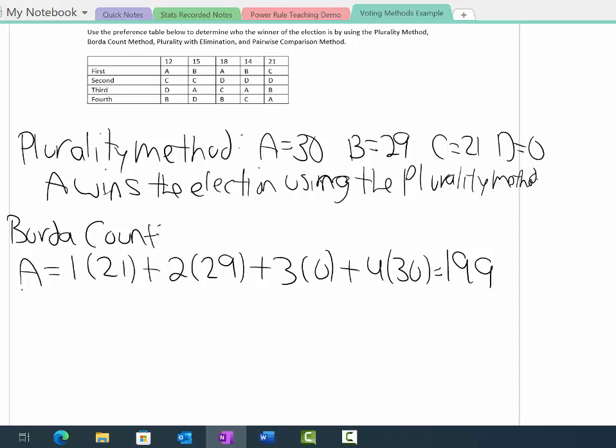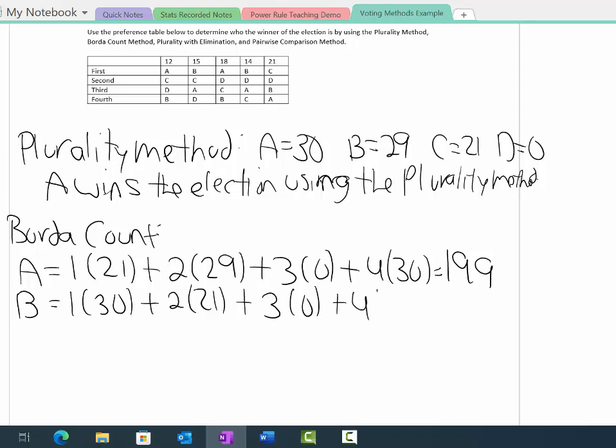Let's go to B. So start with fourth place votes. That's 12 plus 18, that's 30. So 1 point for each. Third place, that's 21. So 2 times 21. Plus second place votes, there's none, so 3 times 0, plus first place, that's 15 plus 14, that's 29, so that's 4 times 29. So adding and multiplying, you get 188.